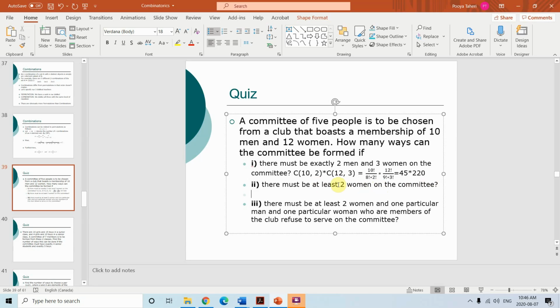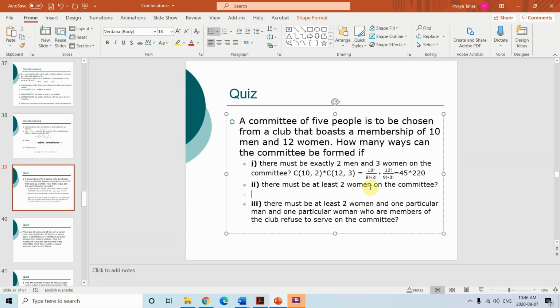So there must be at least 2 women on the committee. In this case, we can have either 2 women and 3 men, 3 women and 2 men, 4 women and 1 man, or 5 women and no man, right? So how many options are there? 2, 3, 4, 5. 4 different cases, right? And these cannot happen at the same time, but we have to count all of them. So that's going to be the addition principle.